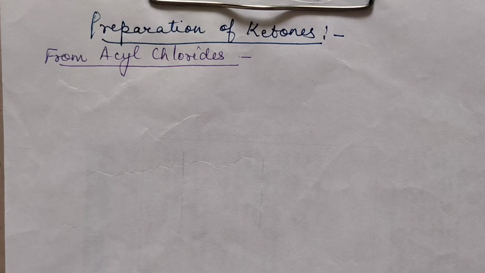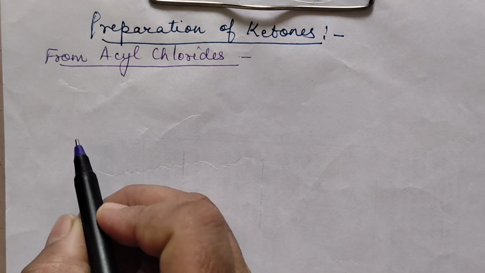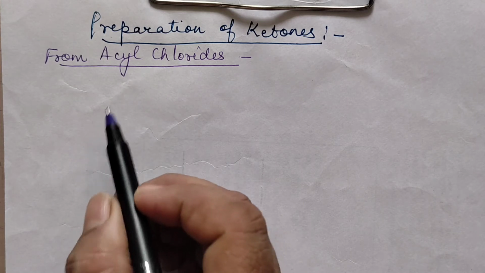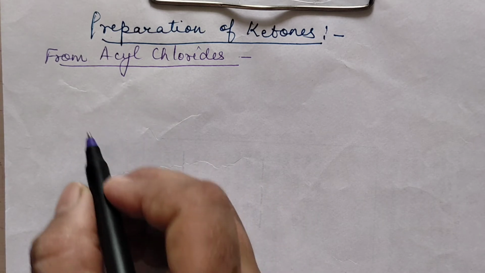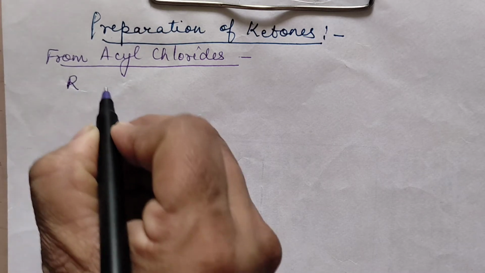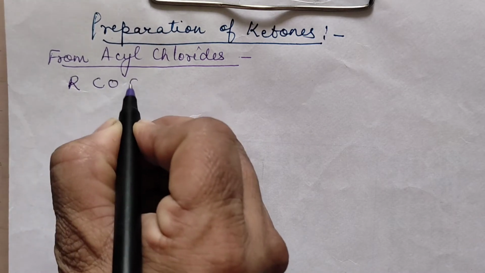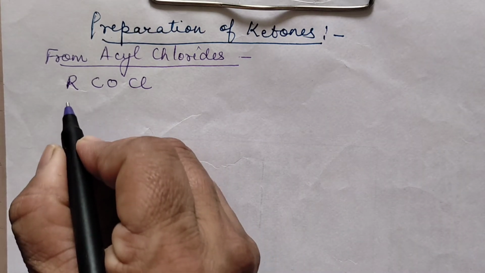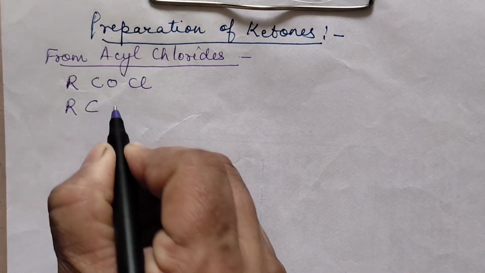Hello everyone. In today's session we'll be talking about preparation of ketones. We'll be talking about two main methods. The first one is from acyl chloride. Acyl chloride, if I am writing in general, is RCOCl. Actually two acyl chlorides are there, so I am writing them separately.